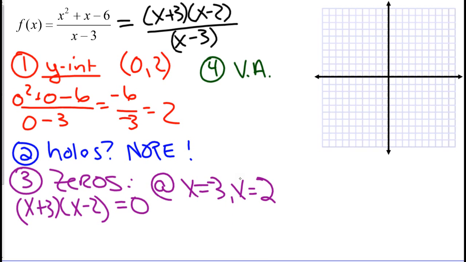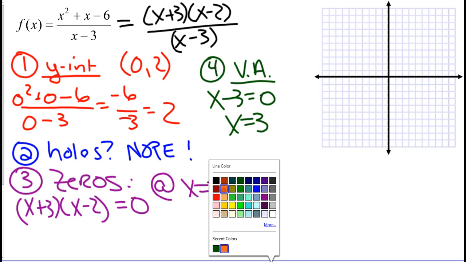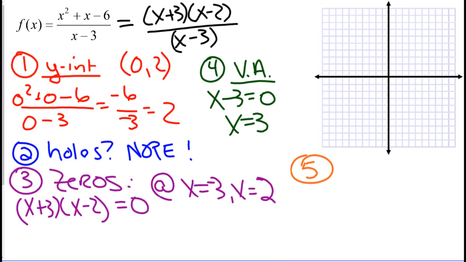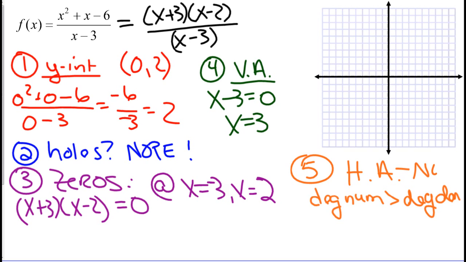For the vertical asymptote, set your denominator equal to 0. So I will have a vertical asymptote at x equals 3. And of course, no horizontal asymptote, because the degree of the numerator is bigger than the degree of the denominator. So there are none.